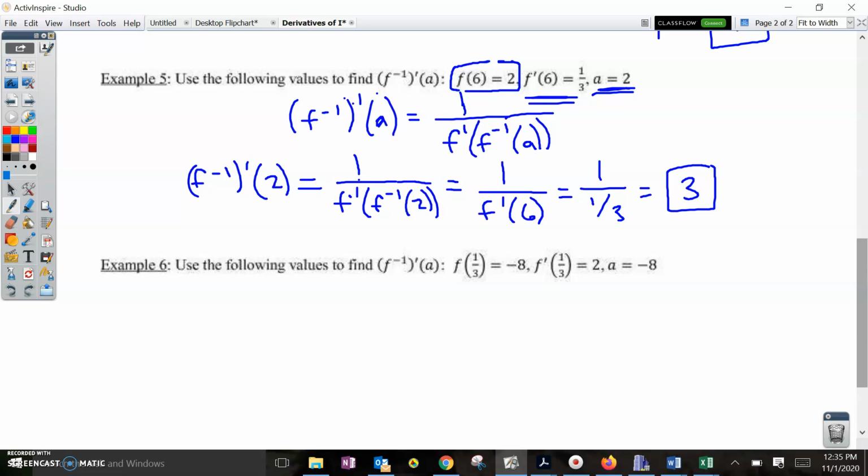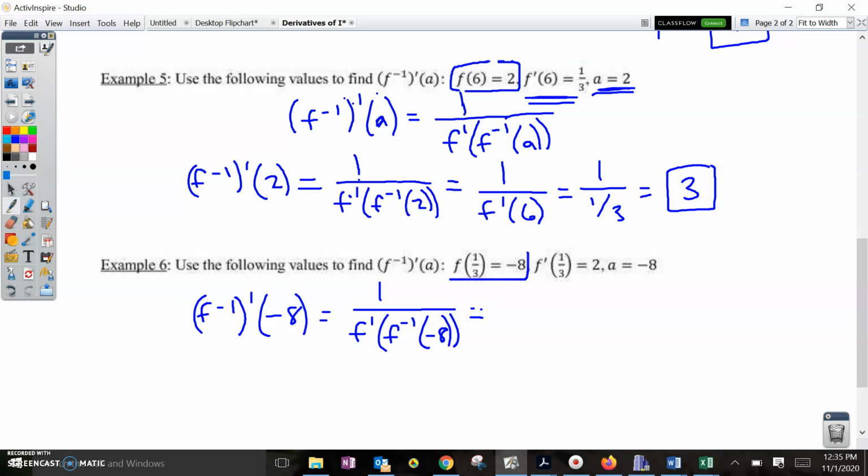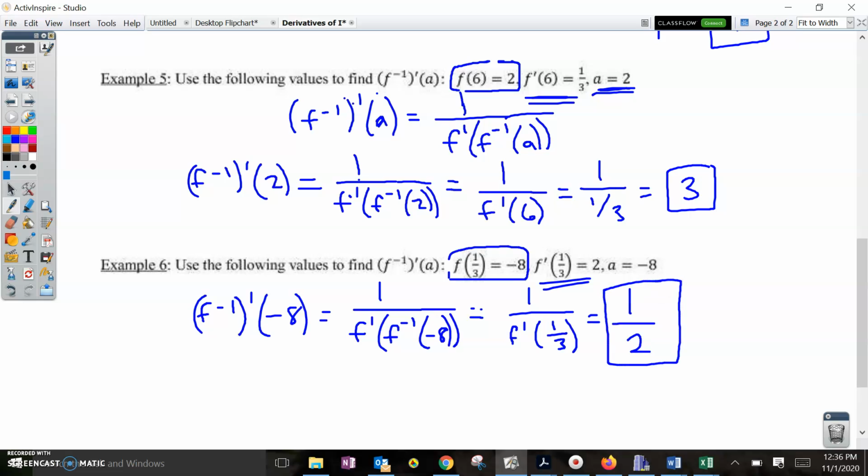All right, last example, same idea. We'll play it out here. We want to find f inverse prime of -8. It's equal to 1 over f prime of f inverse of -8. Because of this equation here, that f of 1/3 is equal to -8, that means that f inverse of -8 is 1/3. And then I can just take the f prime value that I'm given, and we find that the value of the derivative of the inverse at -8 is 1/2.